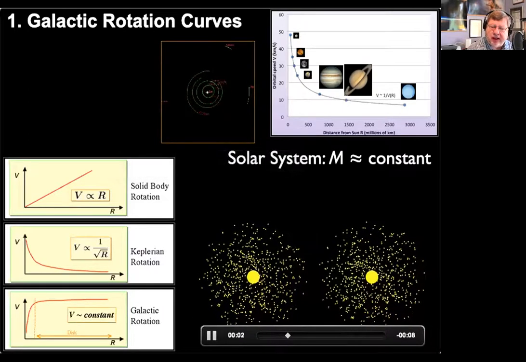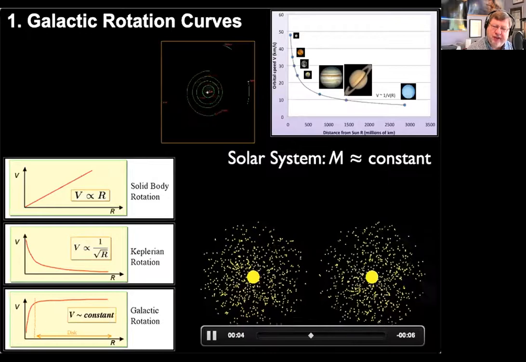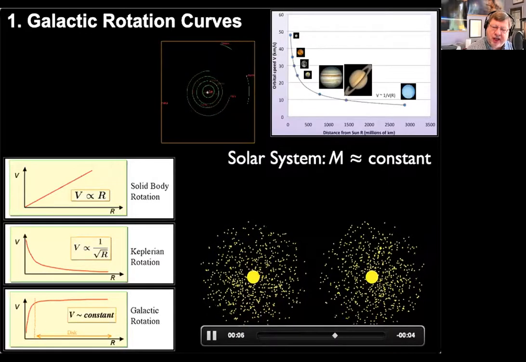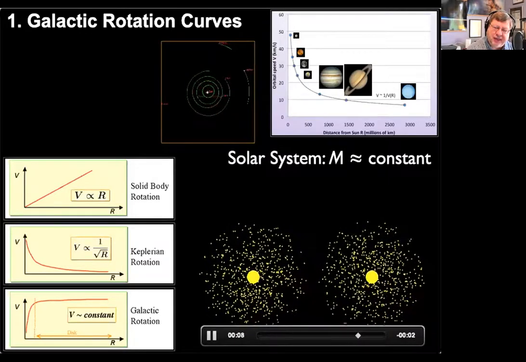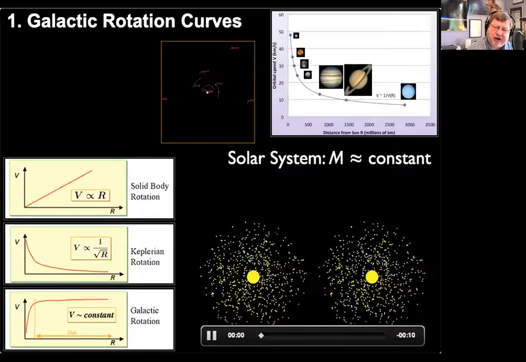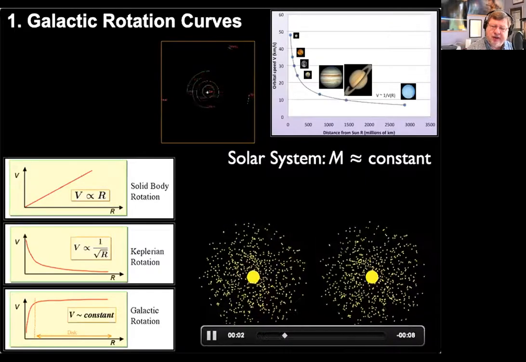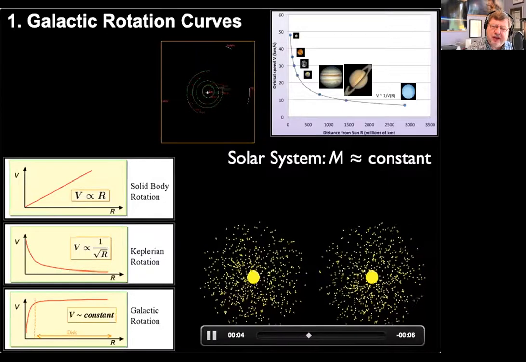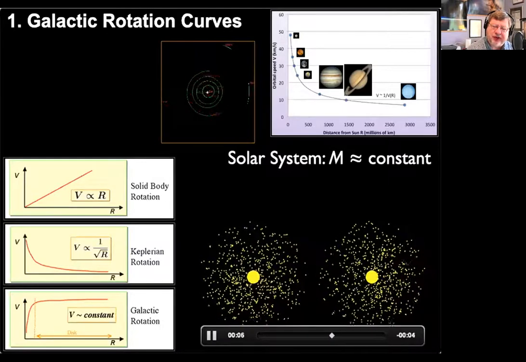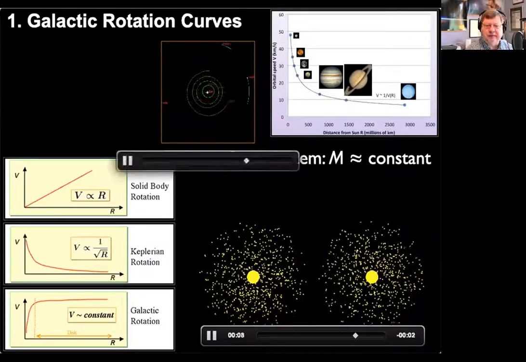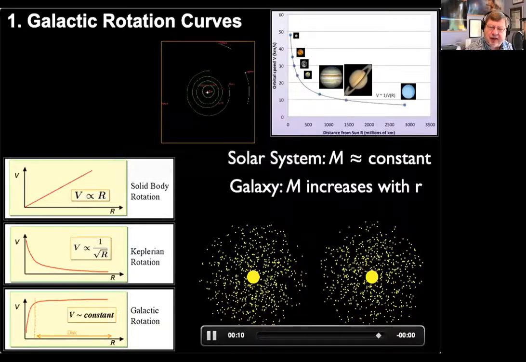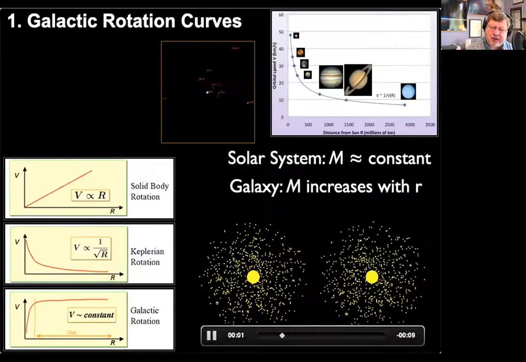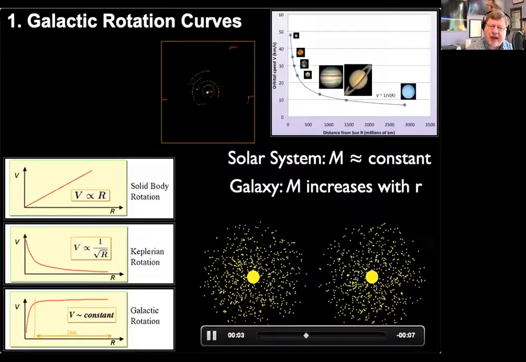So on the left is what we should see. Here is the rotation of the objects at the outer reaches, which should be going very, very slowly. Here is the rotation we actually observe. The outer stars are moving much faster than they should, which means that the mass that's enclosed must increase as you come out farther in radius.